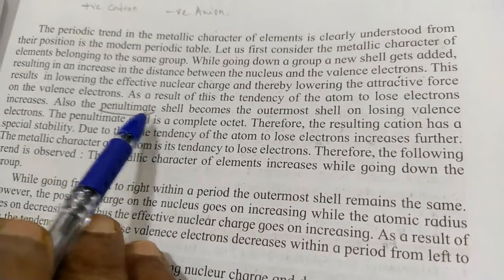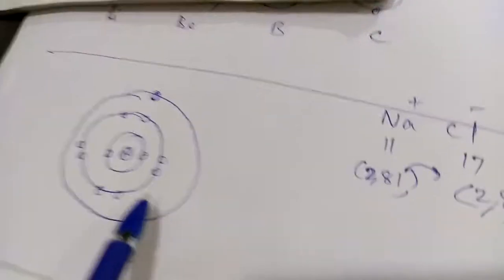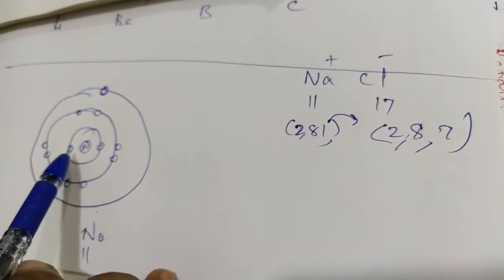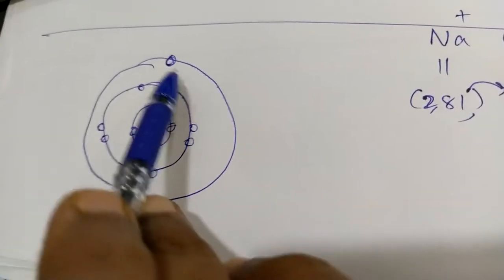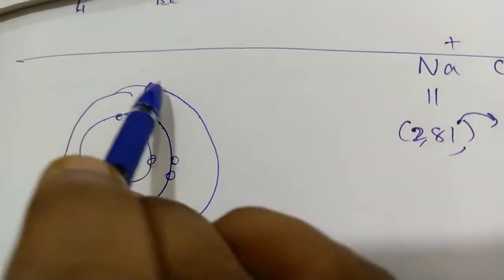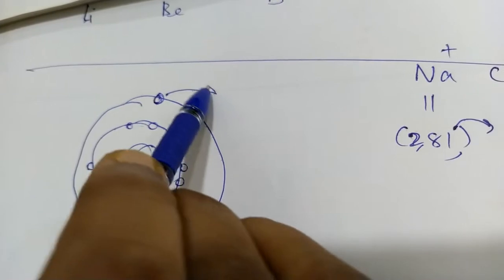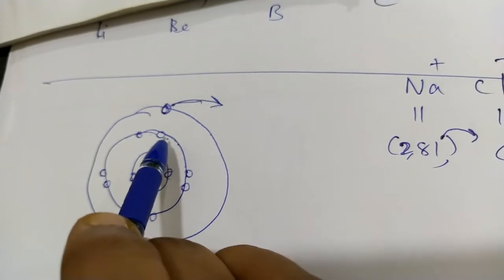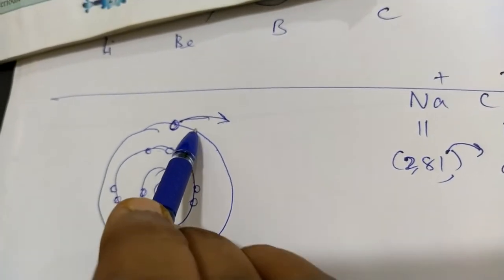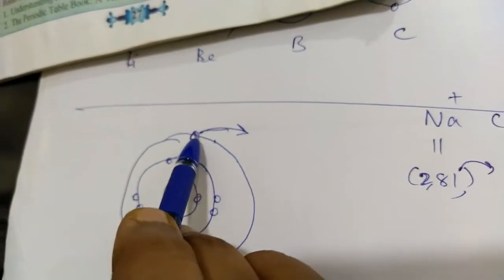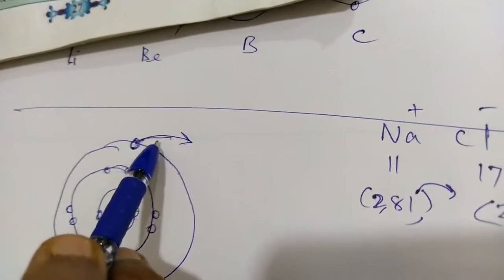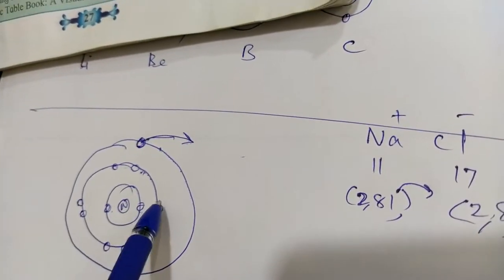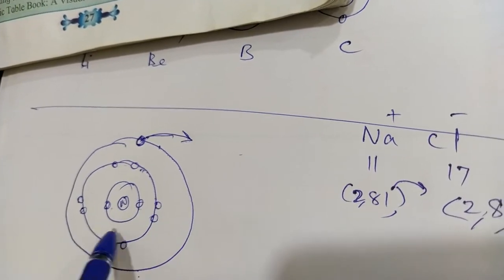Now, what is the penultimate shell? For example, sodium has 11 electrons: 2 in the first shell, 8 in the second shell, and 1 in the third shell. In the sodium chloride combination, when this electron is taken, this shell becomes the outermost shell. First the third shell was the outermost when the electron was there. After the electron is transferred to chlorine, the second shell becomes the outermost shell. Such shells are called penultimate shells. Understood?